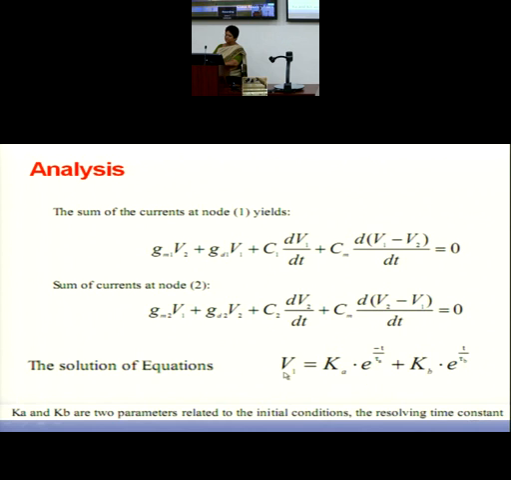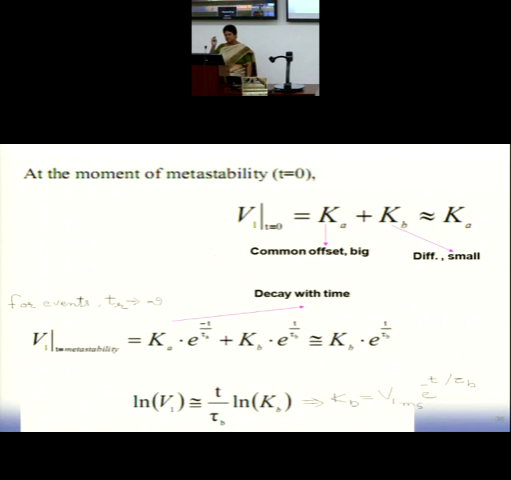The solution comes out to be in this form, where Ka and Kb are parameters related to initial conditions. Then there would be time constants of each one, because every inverter has a time constant, RC. Accordingly the TA and TB are coming from there. The general solution for these equations that we have derived comes out to be this.